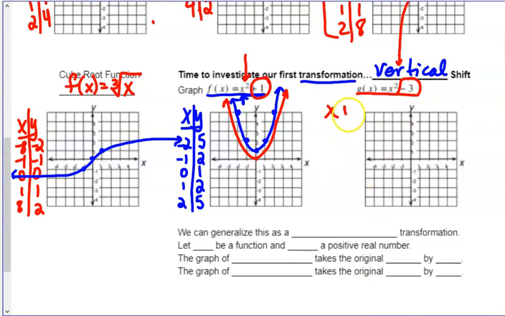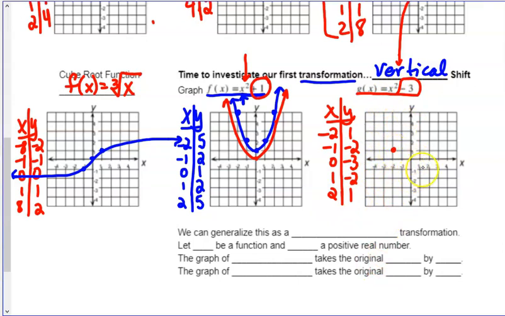Well, let's do a t-chart real quick and see what happens to our values, and see if that original x squared goes in a certain way by 3. So if I square negative 2, I get 4 minus 3 is 1. Negative 1 squared is 1 minus 3 is negative 2. 0 squared is 0 minus 3 is negative 3. 1 squared is 1 minus 3 is negative 2. And 2 squared is 4 minus 3 is positive 1. So let's graph all these.